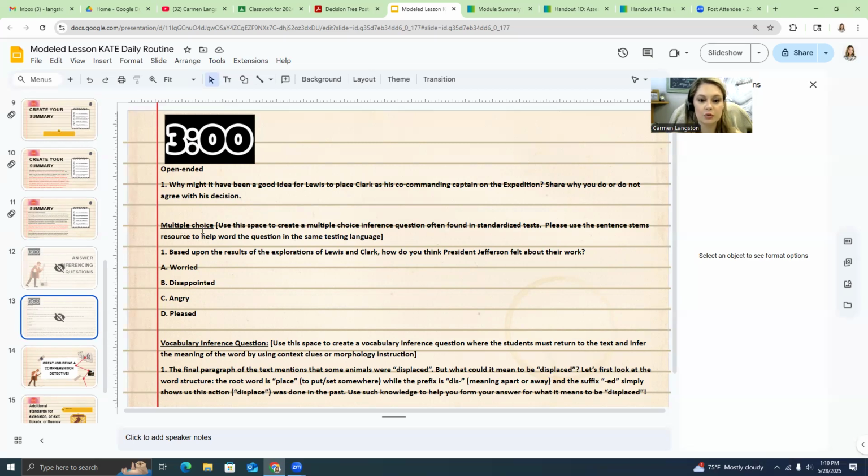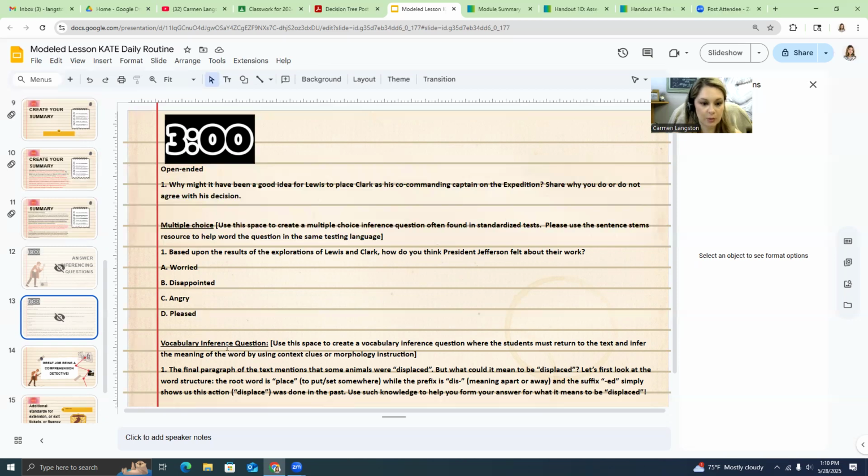We also have a multiple choice. All of this came from the lesson plan. You don't have to create any of it. It's already done for you. They're going to use their sentence stems resources to help with words in the question in the same testing language. So where's my question? Here we go. Based upon the results of the exploration of Lewis and Clark, how do you think President Jefferson felt about their work? Was he worried, disappointed, angry, or pleased?